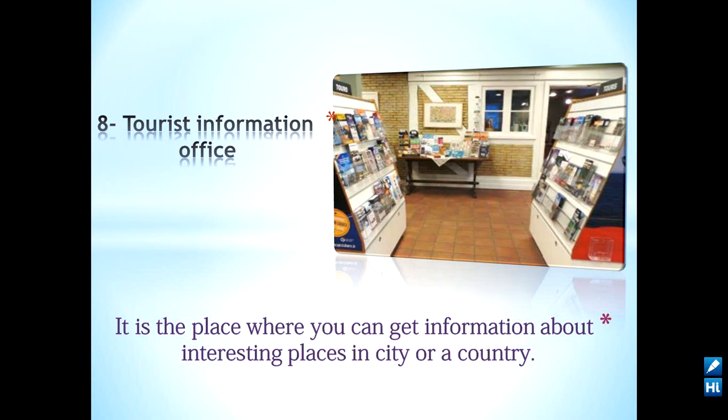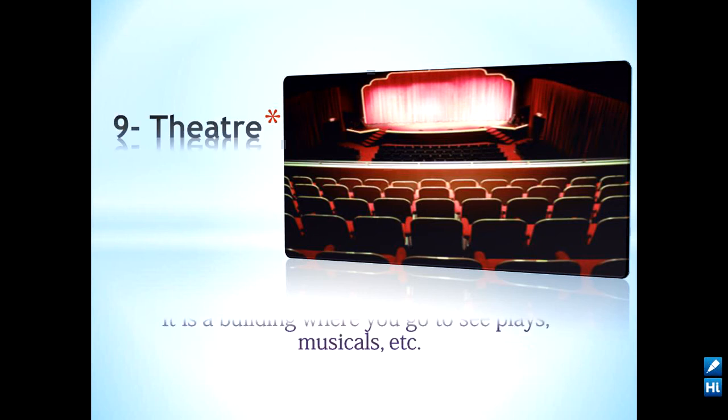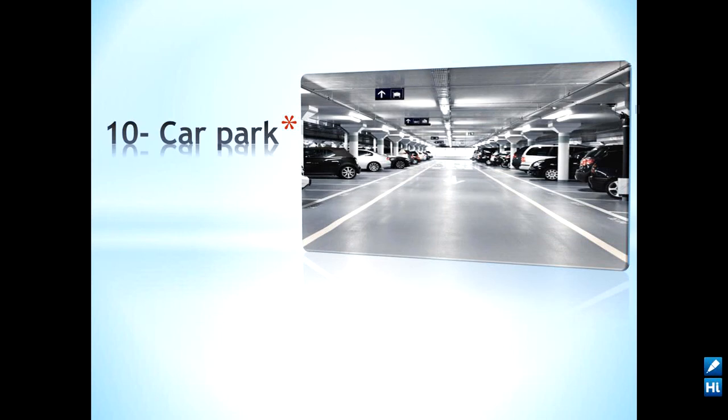What about the next? Can you guess what this is? Yes, it is a theater. What can we do in theaters? We can do and see a lot of things. It is simply, guys, a building where you can go to see plays, musicals, etc. Okay, what is next? Yes, very simple. It is a car park. Yes, it is the place where you can park your car.